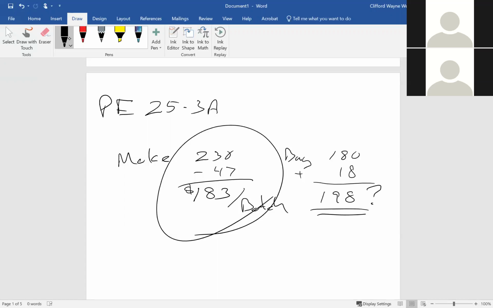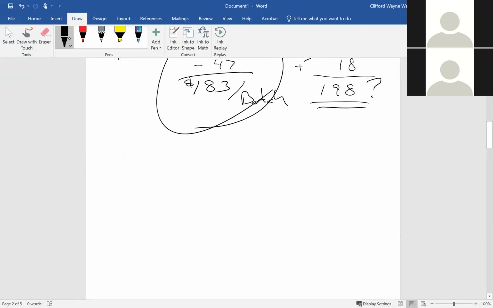Another one I like to do is replacing the equipment. So let's look at PE 25-4A. Replacement of equipment. It says in this scenario, a machine with a book value of $250,000 has an estimated life of 6 years.